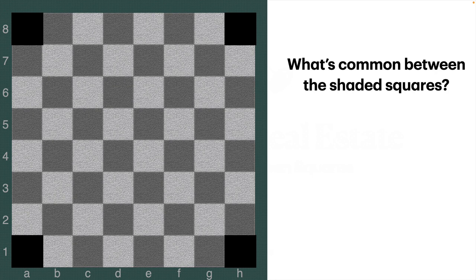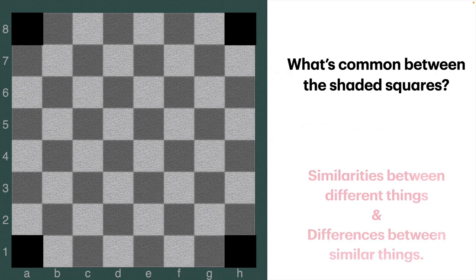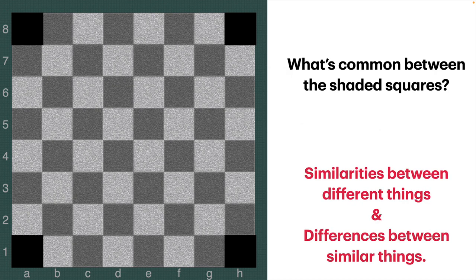Let's apply the principle of fluid intelligence to see if it can help us even more. So what is the principle of fluid intelligence? Finding the similarities between different things and differences between similar things. Now, they're all squares on the chessboard, but these 4 are different than the rest of them.